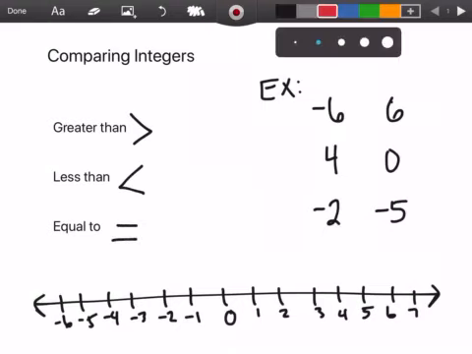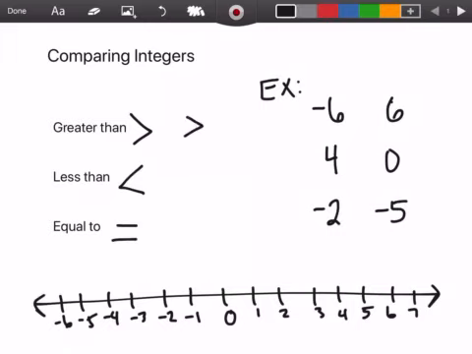Some ways I remember these: the greater than symbol looks like the arm or the extra piece of the letter G, kind of. The less than symbol kind of looks like an L that's been slanted. And then equal to, that's pretty obvious. So those are just some tricks that I use to remember these.